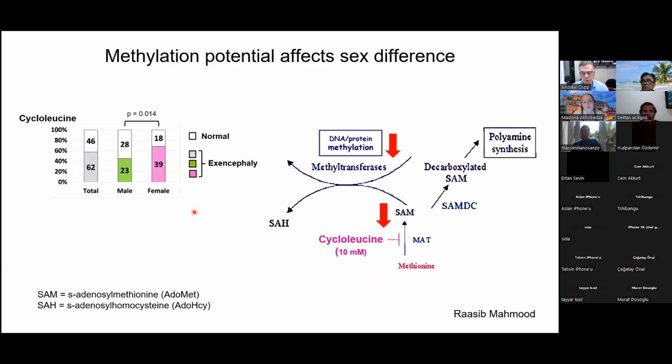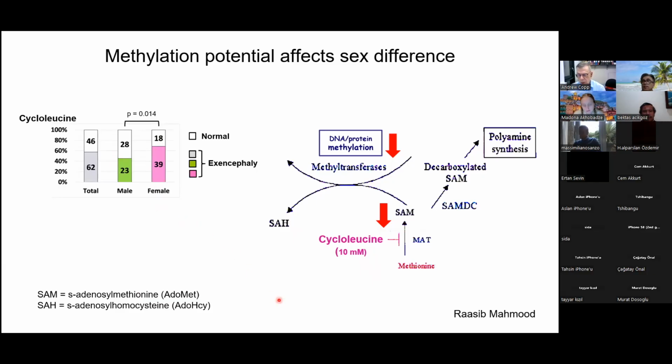And so we did this with wild type mice, and amazingly, we found that the females were very, very much more severely, more commonly affected than the males in our cultures when we used this cycloleucine. And these were entirely non-mutant mice, completely normal otherwise.